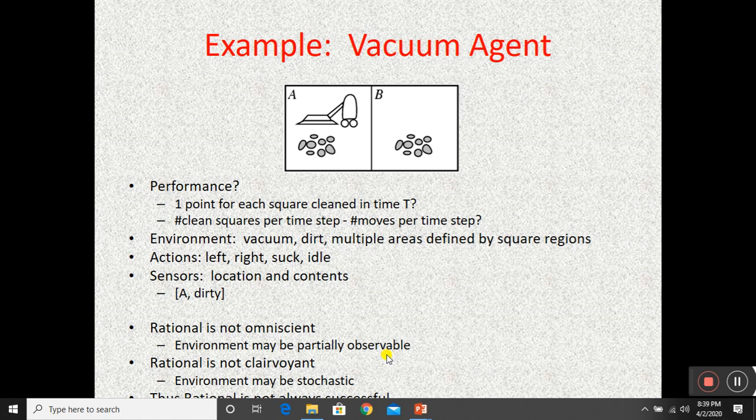Yes, as we have discussed in our last lecture, this environment would be partially observable. This is not fully observable. Rational is not clairvoyant. Environment may be static.